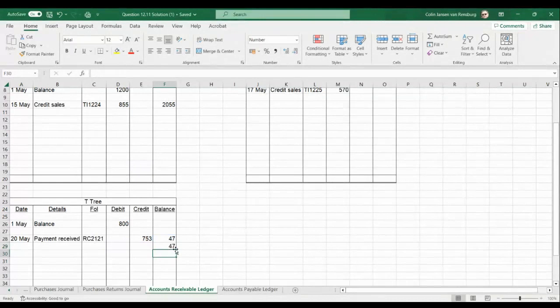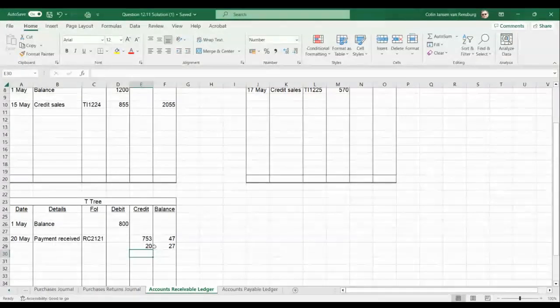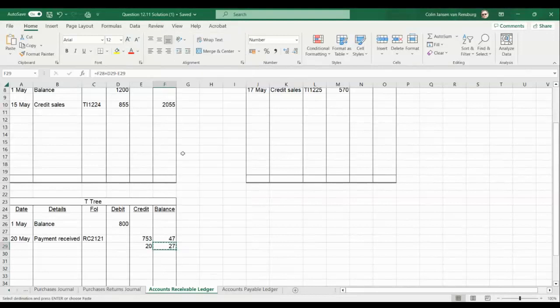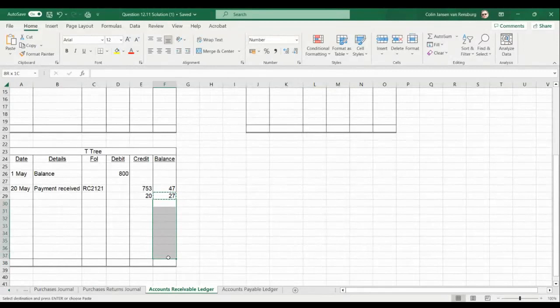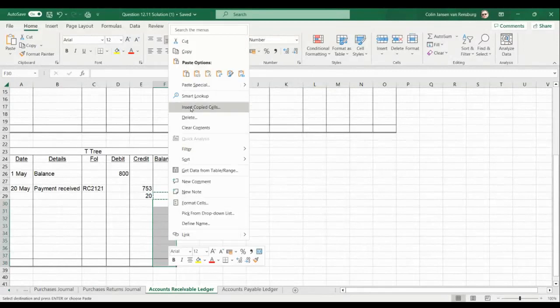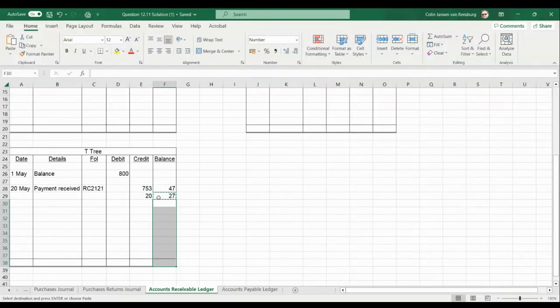It'll obviously now still be 47 rands, but you can now see if we had a debit there of, let's say, 100, that will increase that balance by 100. Let me just delete that. Or if we had a credit of, let's say, 20 rands, it would have decreased that balance by 20 rand. So if we now copy this formula, we go right down to the end of our ledger, to there.